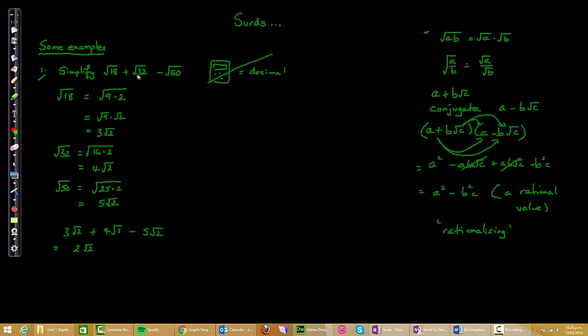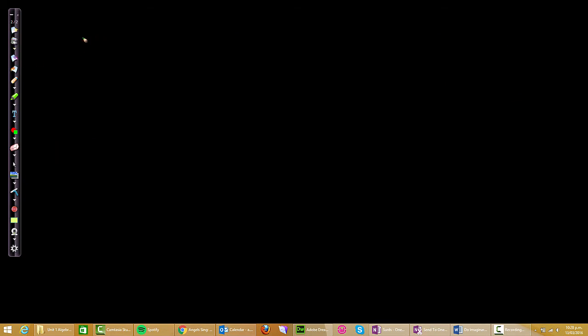Okay, let's take another one where we might be asked to expand things out. I'm just going to move to a new page. So let's insert a new page, and let's take this second example, where this time we might be asked to simplify something like this.